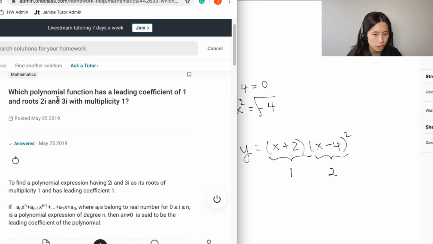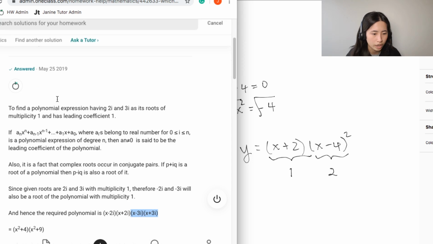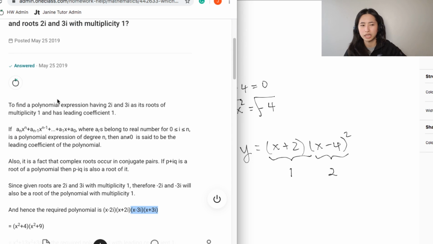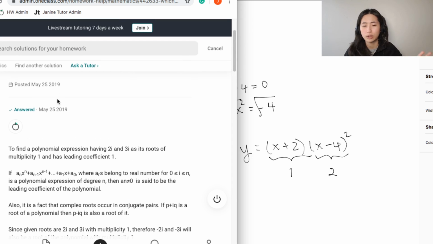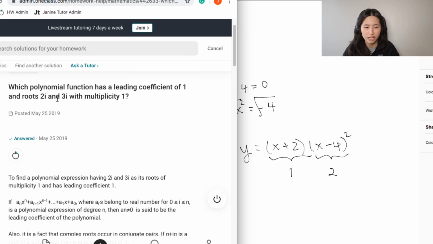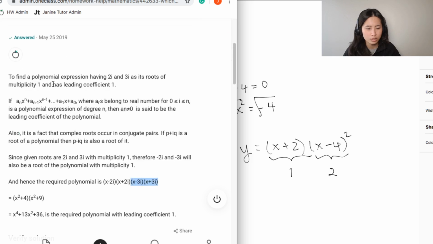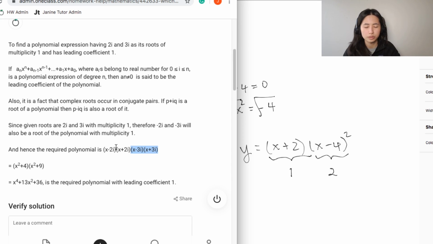Which polynomial function has a leading coefficient of 1? Apparently they don't write out our options. We don't have the options over here, so we can't really see what the other polynomial functions look like. If you were to match this, then that would be x squared plus 4 and x squared plus 9. And in addition, as you can see, they're trying to specify what exactly a polynomial function is.